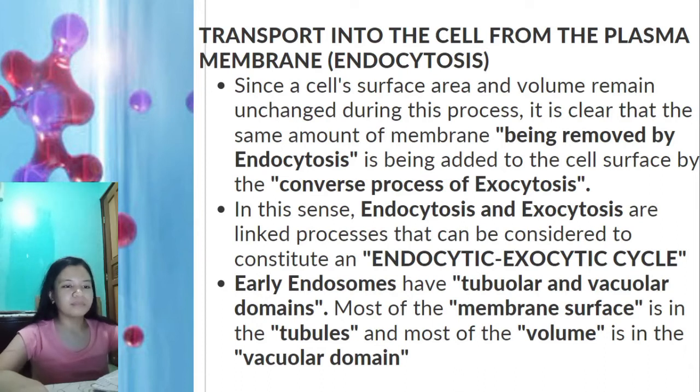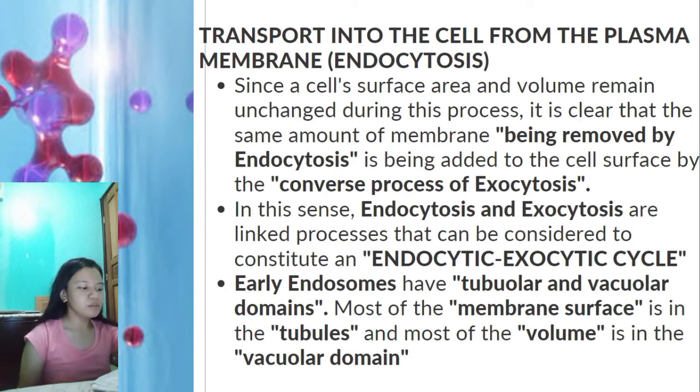So, in this sense, endocytosis and exocytosis are linked processes that can be considered to constitute an endocytic-exocytic cycle. Okay, so endocytosis and exocytosis always match or are always together, which is why they are called linked processes.